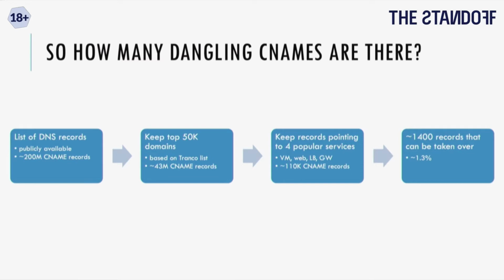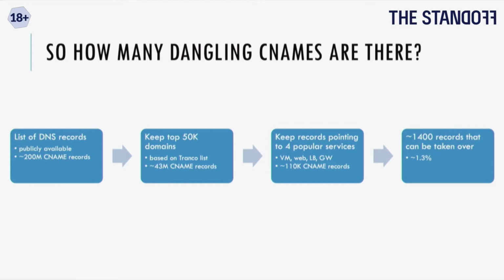200 million is a lot, and much of it is bullshit. So I decided to focus on the top 50,000 domains. I used a Tranco list. It is sort of like the Alexa list. You know, had I been using the Alexa top 50K, it would be similar.